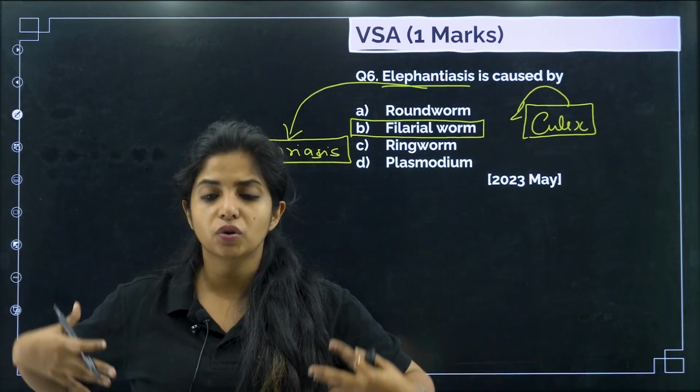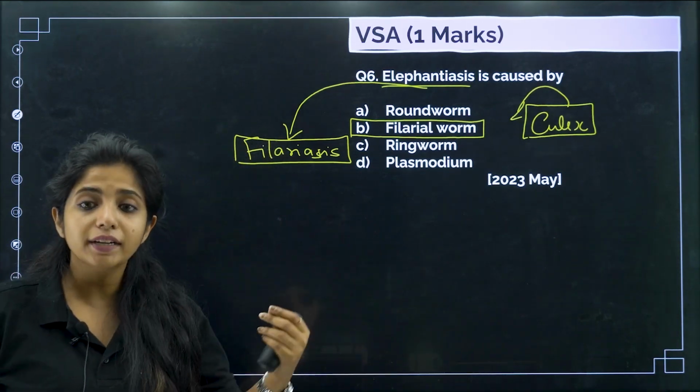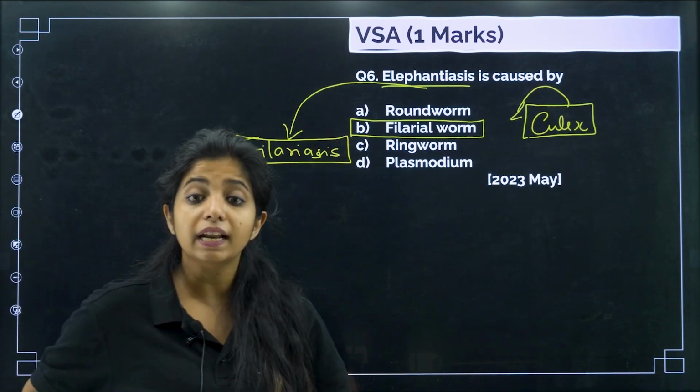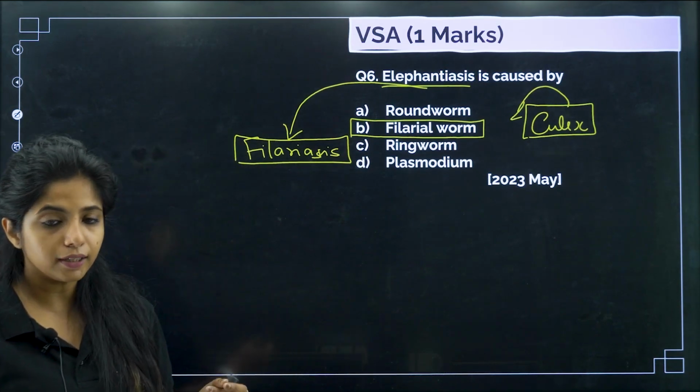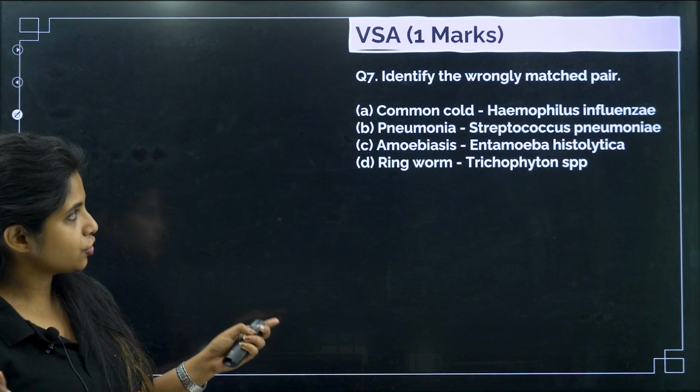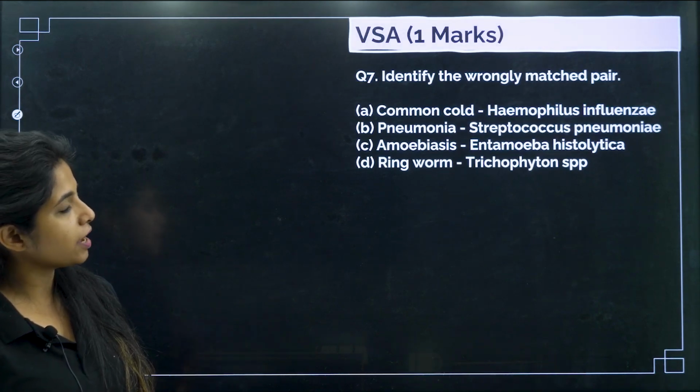Okay, the genital organs, the lower limbs, everything becomes swollen, which is why it is known as elephantiasis. There are elephant-like legs. Okay, you got it? Chalo, next thing. Identify the wrongly matched pair.